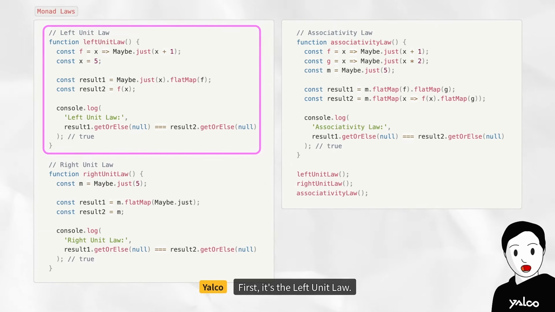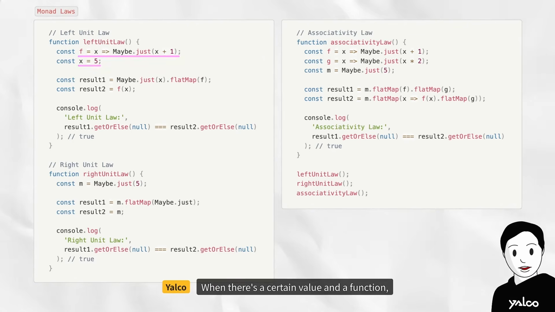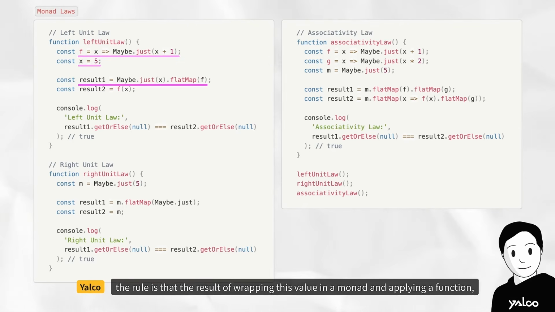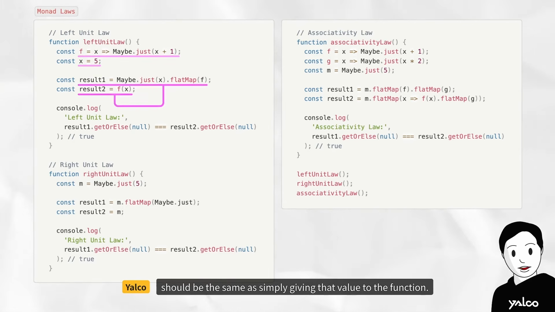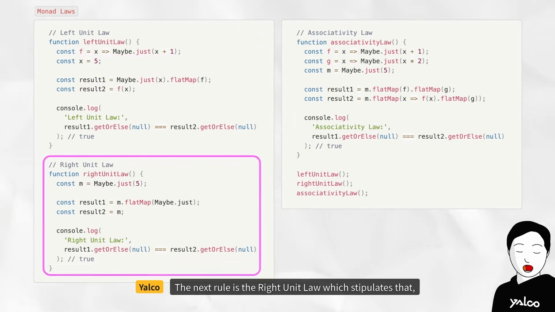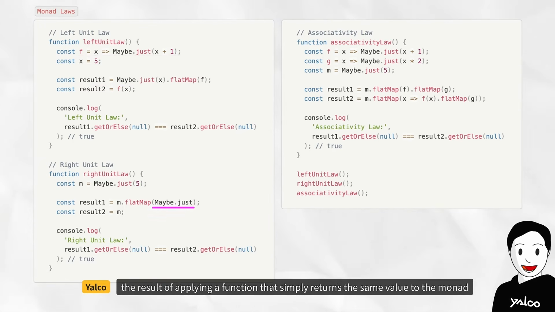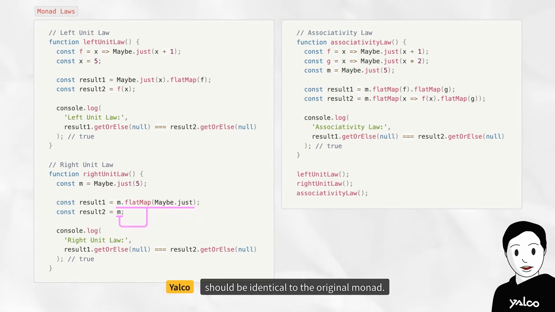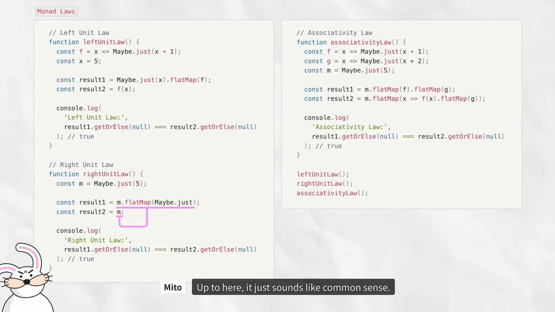First, it's the left unit law. When there's a certain value and a function, the rule is that the result of wrapping this value in a monad and applying a function should be the same as simply giving that value to the function. The next rule is the right unit law, which stipulates that the result of applying a function that simply returns the same value to the monad should be identical to the original monad. Up to here, it just sounds like common sense.